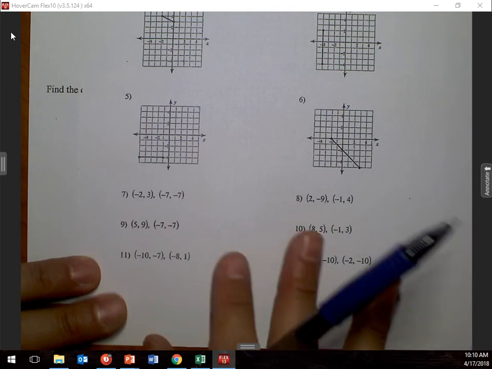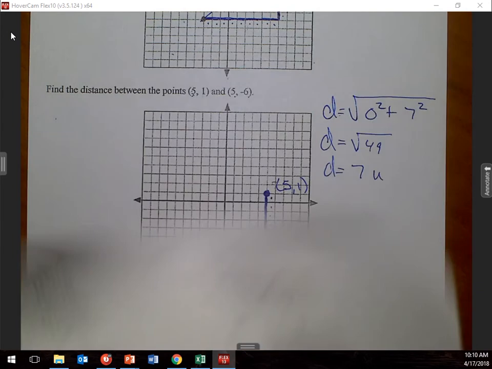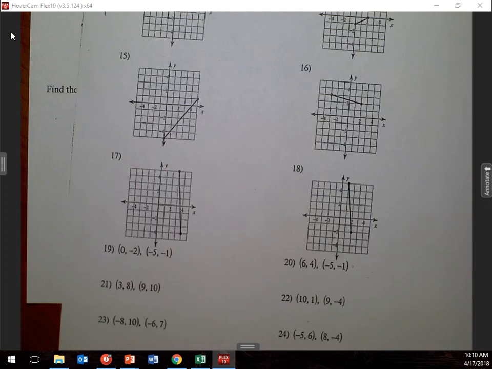Okay? So you guys have your practice on this. There's also a backside. So I want to give you guys plenty of time to be doing this.